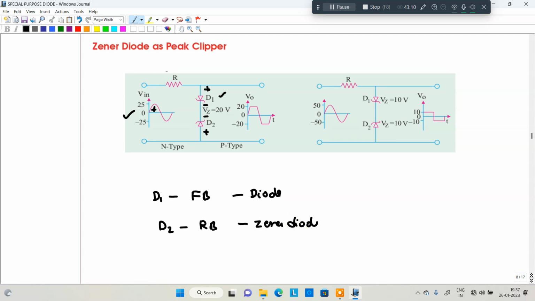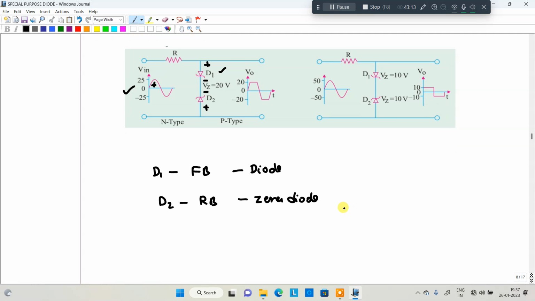Once you apply a voltage more than VZ, the Zener voltage. So initially, what is the voltage present here? VZ is equal to 20 volt. Once the input is before 20 volt, what about diode D2? D2 is open circuited. Diode D2 is off, reverse biased before 20 volt.